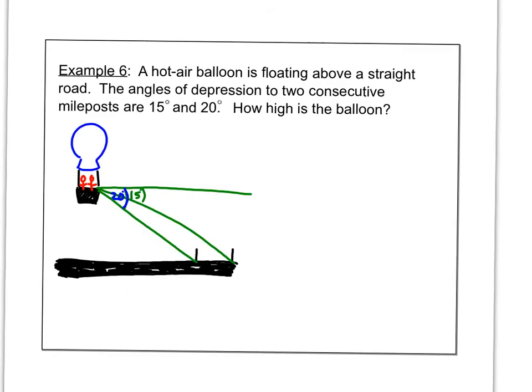Number 6, a hot air balloon is floating above a straight road. The angles of depression to 2 consecutive mileposts are 15 degrees and 20 degrees. How high is the balloon? Okay, please pause the video and try to draw this picture. Draw the road, draw the hot air balloon, draw the angle of depression. Pause the video.